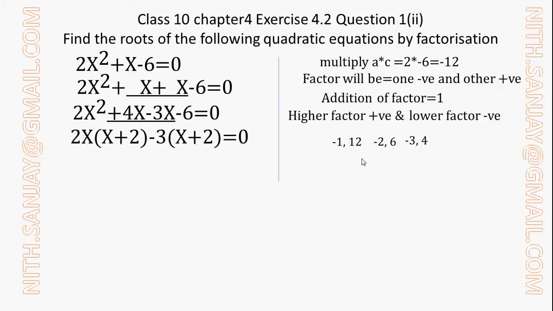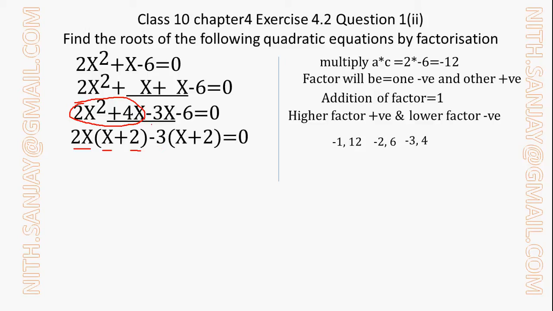Now I have taken 2x common from these two terms. Okay, so when I take 2x common from these two terms, I am left with x plus 2, because if I remove 2x from 2x square, I will be left with x, and when I remove 2x from 4x, I will be left with plus 2.